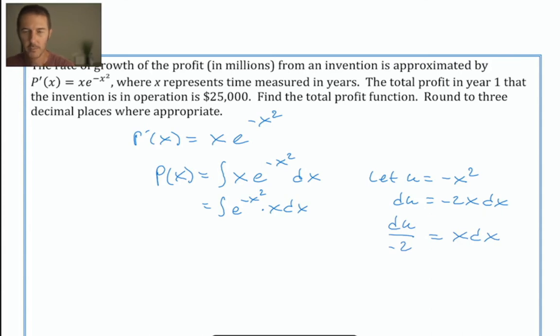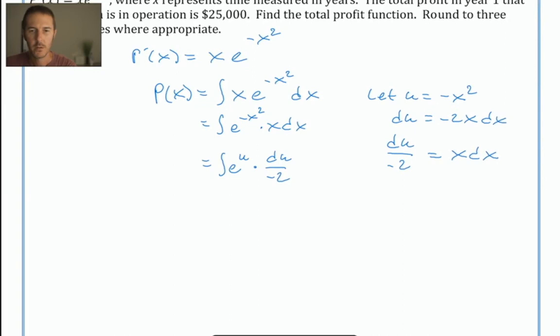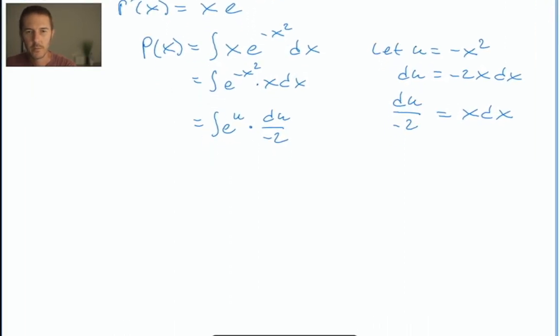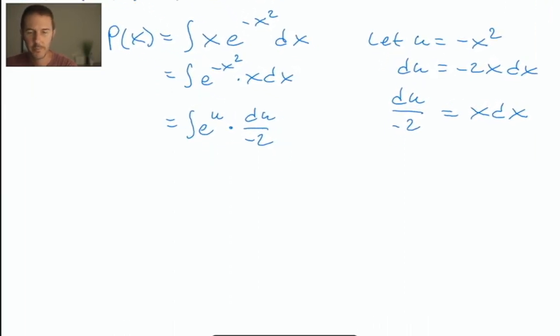And that x dx kind of blurs together, but it is x times dx. And now we're ready to make both of our substitutions. So let's do that and write this now as the integral of e to the u times du over negative 2. I didn't forget it that time. I'm so proud of myself for not forgetting.